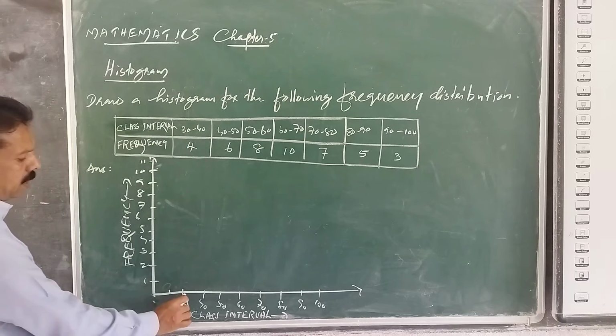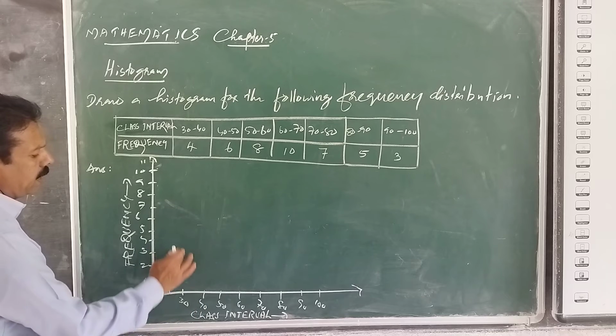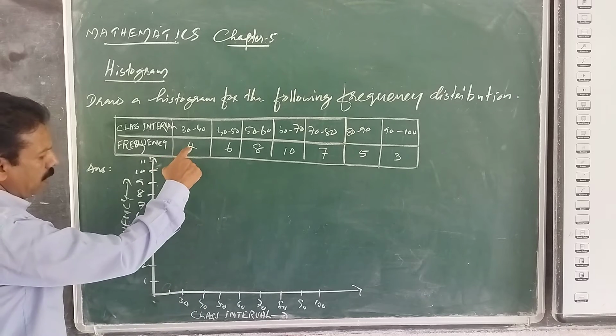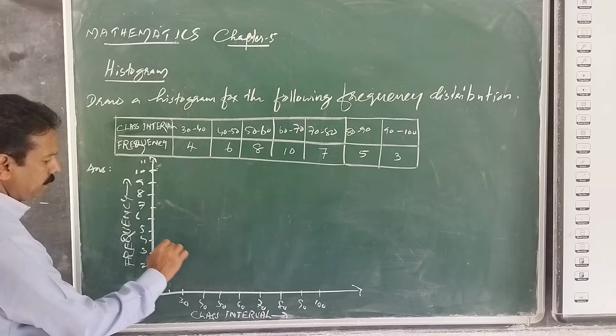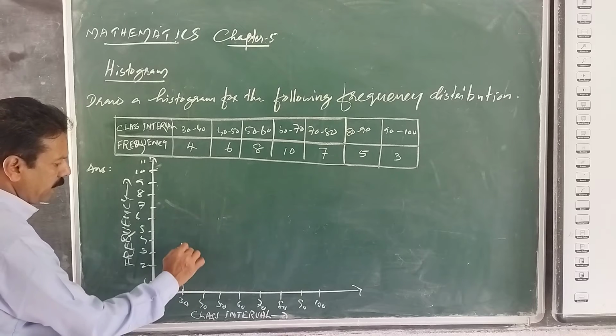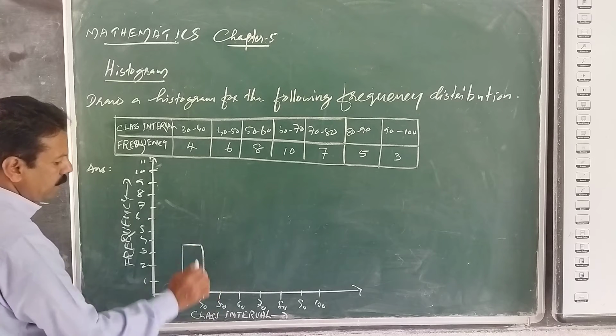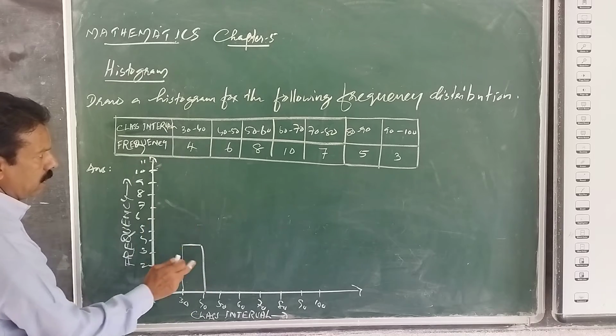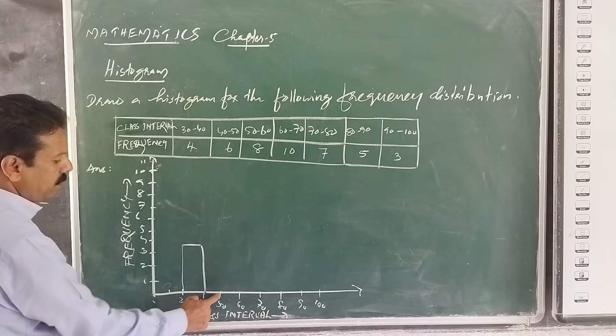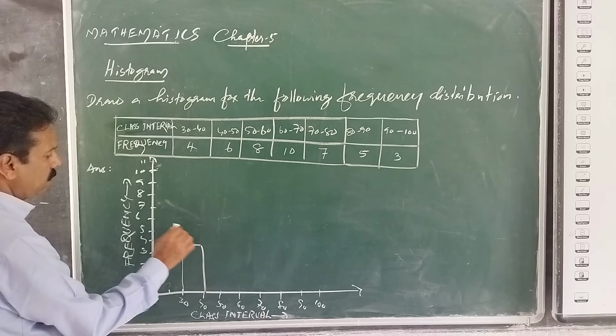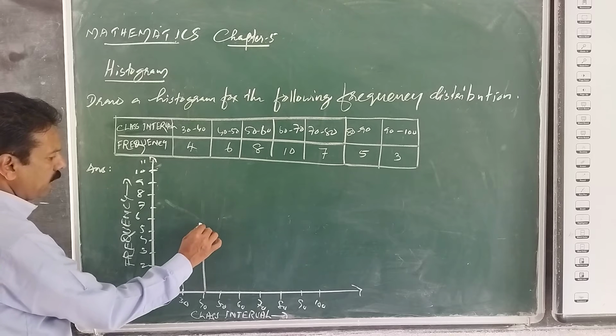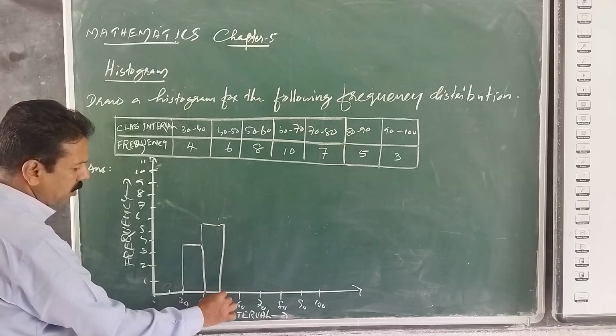Now, first class interval, 30 to 40, the frequency is 4. For 30 to 40, you have to make a rectangle having 4 unit height. Then 40 to 50, frequency 6. No gap between rectangles, no gap.